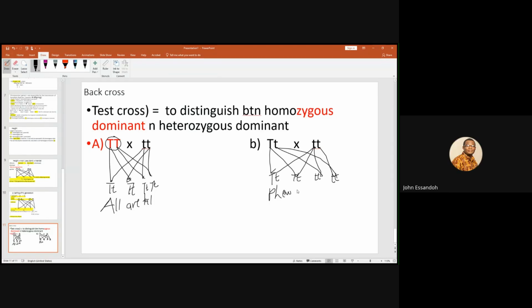Two tall, two short. So it will be two tall, two short. Which is the same as what? 1 is to 1. Have you seen it?